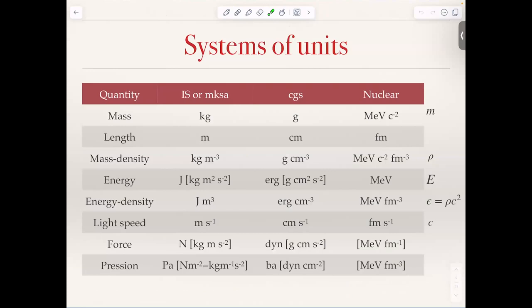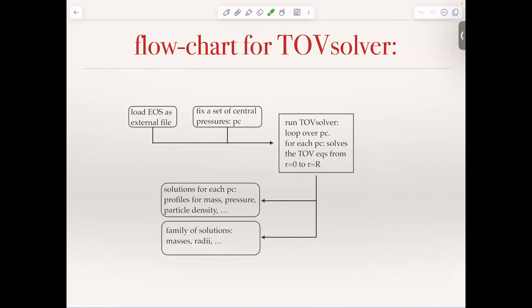Okay, that I skip because it's a bit technical. So just a few words about how the solver works. If you have looked at the code, you have certainly observed that there are some files which provide the equation of state. We will not compute the equation of state. We will suppose that someone was nice enough to give us an equation of state, in the form of a table that we will spline and interpolate.